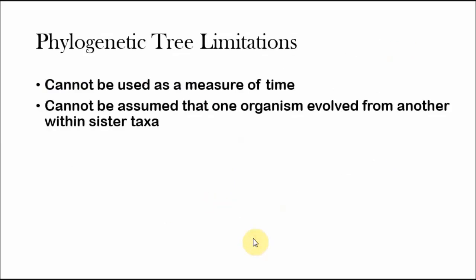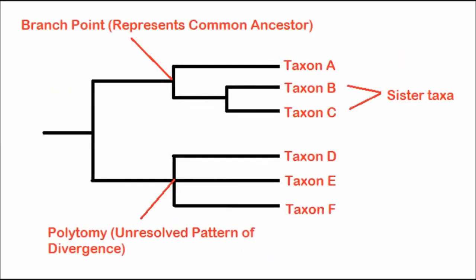Now the limitations of phylogenetic trees are, one, they cannot be used as a measure of time. So here, you can't just assume that this common ancestor was formed at the same time as this common ancestor just because they're aligned this way. So you can't make any assumptions like that. You can just assume the evolutionary history, but you can't assume the time at which each event happened.